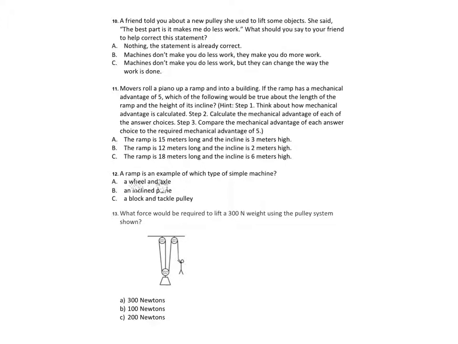Number 12. A ramp is an example of which type of simple machine? A, wheel and axle. B, an inclined plane. C, block and tackle pulley.